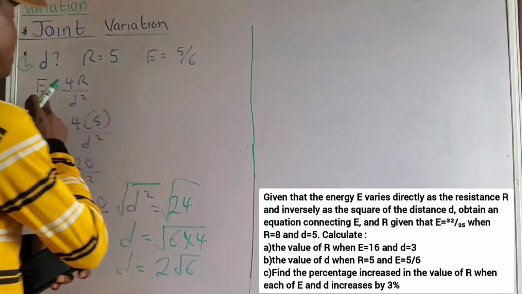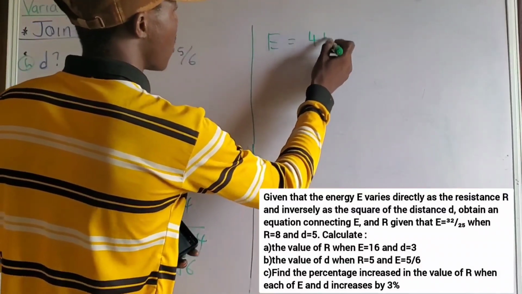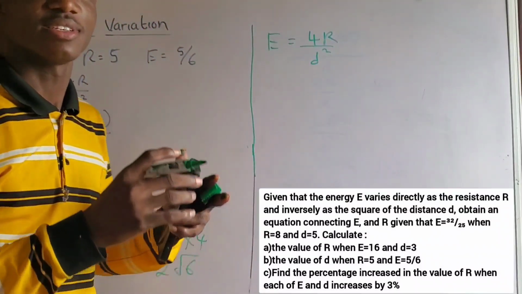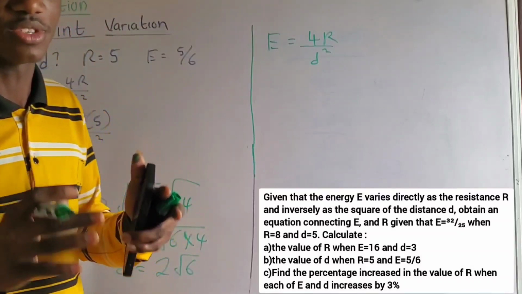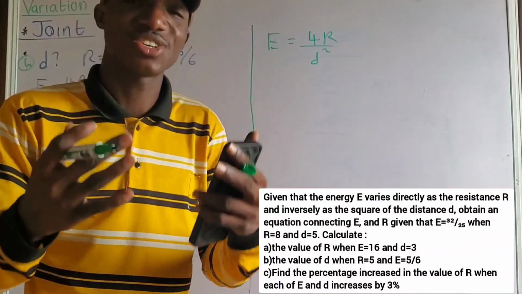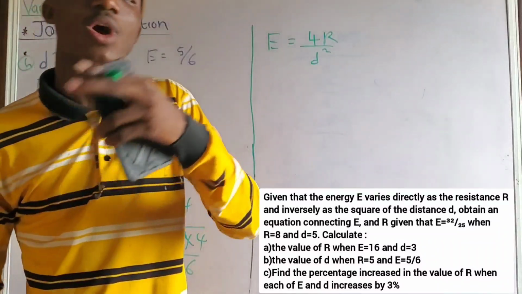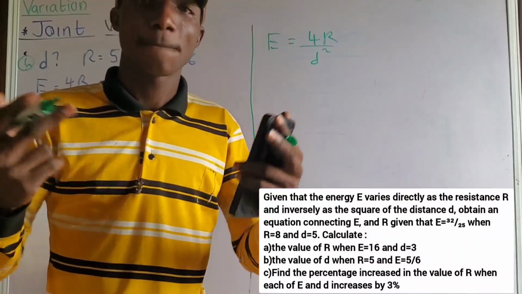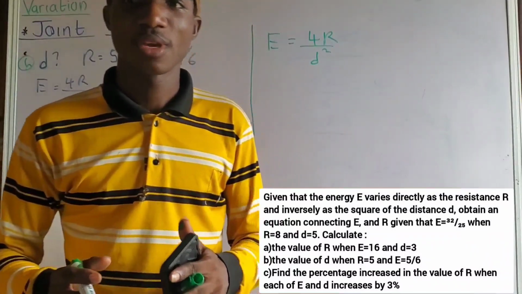The equation connecting e, r, and d is E equals 4r all over d squared. Let us call this equation the initial value of e, d, and r. Listen to me carefully. When we talk about percentage increase, we are talking about something increasing from one value to another value. Expressing that increment in percentage is what we call percentage increase.